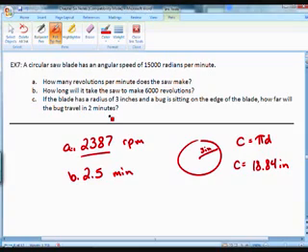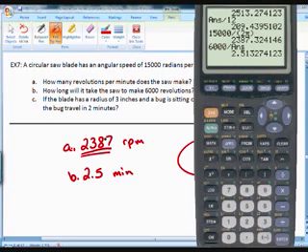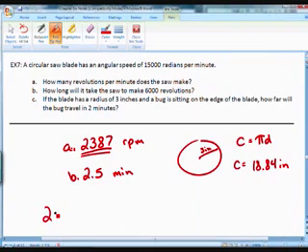In 1 minute, how many times did it spin? First, multiply it by 2, because 2,387 is how many times it spins in 1 minute, but we need how many times it's going to spin in 2 minutes. So you have 4,774. If you want to be exact about it, go back up where you got the 2,387 and use the decimal. 4,774 revolutions in 2 minutes.